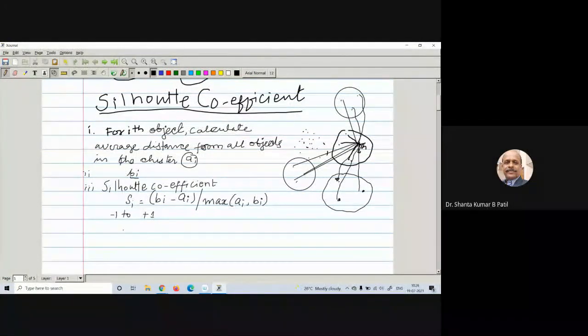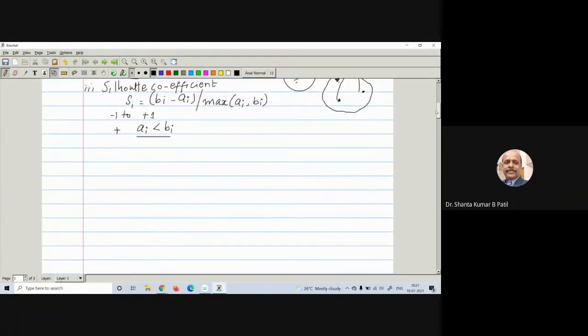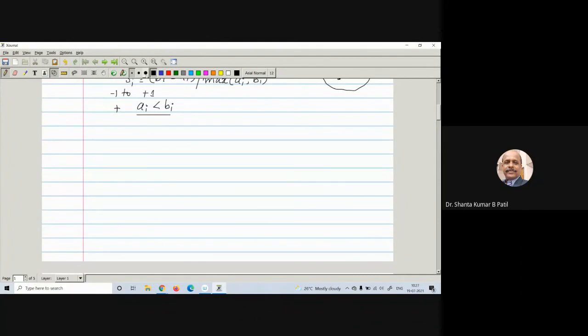In order to get a positive Silhouette coefficient, the AI is always less than the BI. Only then can you get a positive Silhouette coefficient. You can clearly understand this by applying it to clusters. For example, take a few different clusters. This is one cluster.